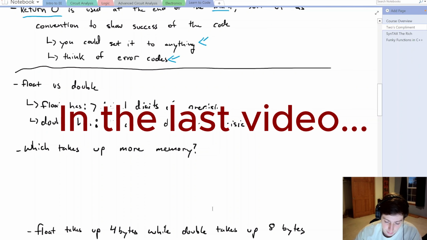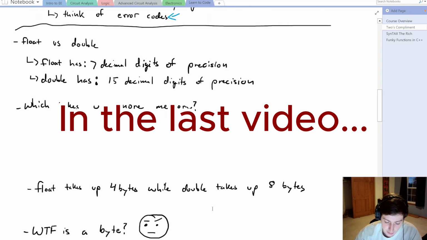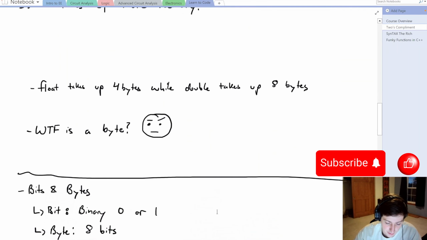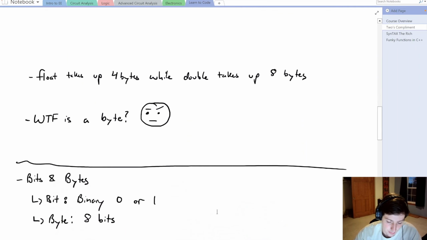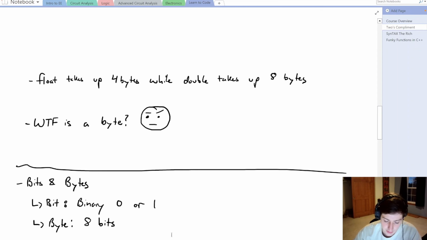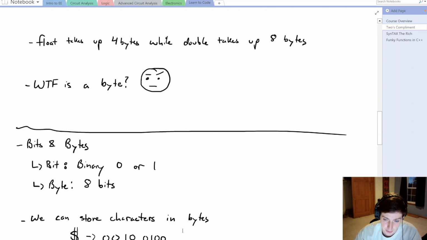But this artifact might not mean anything to you because we don't even know what a byte is. So to really go further, we really need to define bits and bytes. Now, a bit is a binary 0 or 1, and a byte is 8 bits chained together. And this is an important concept because we can store characters in bytes.